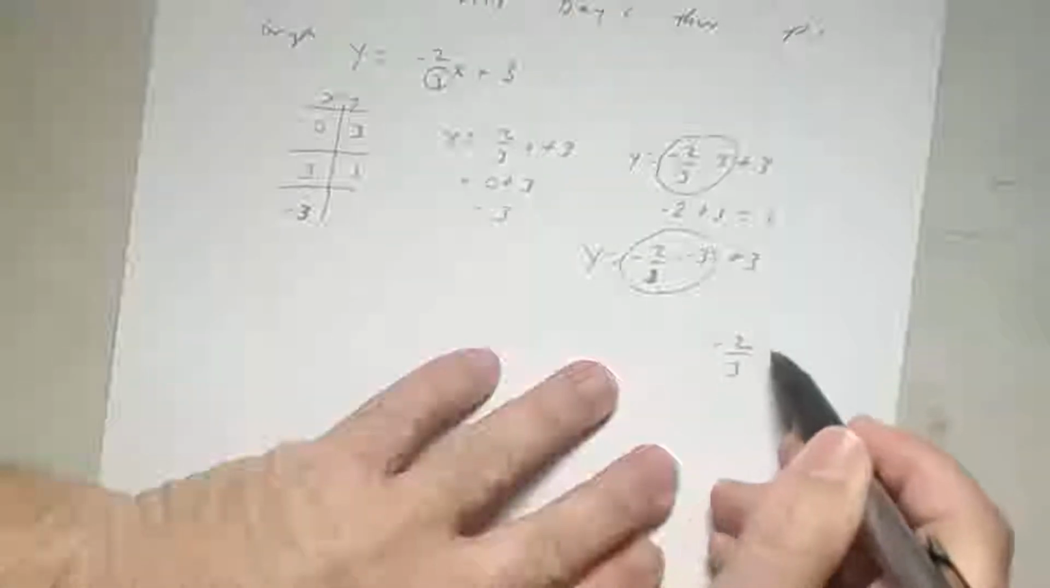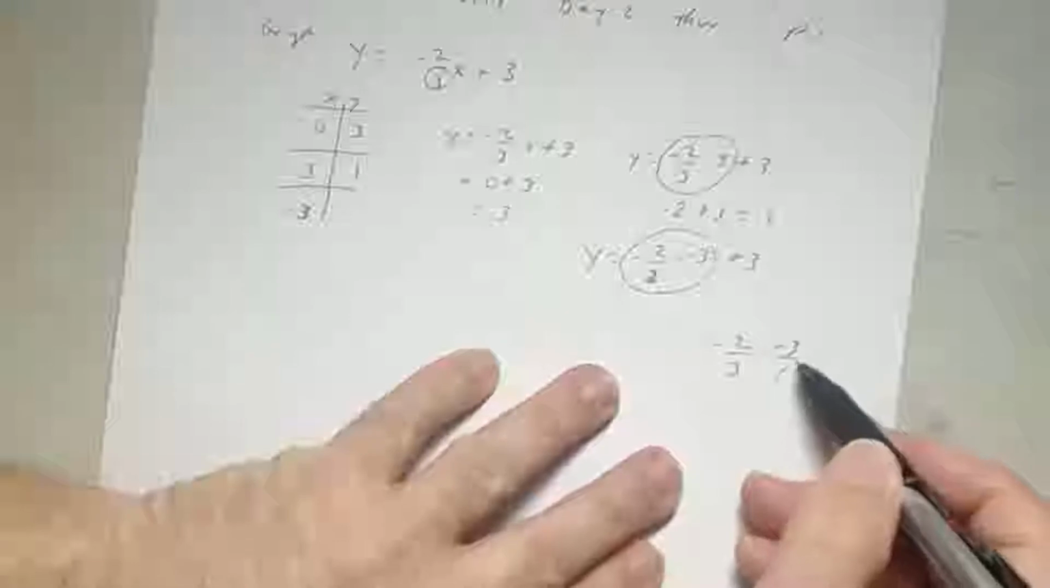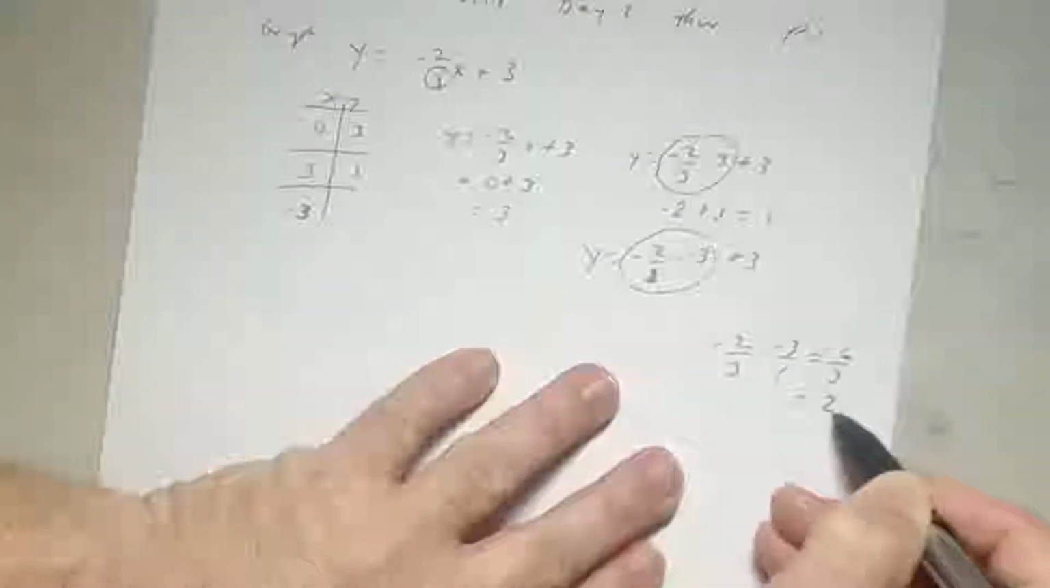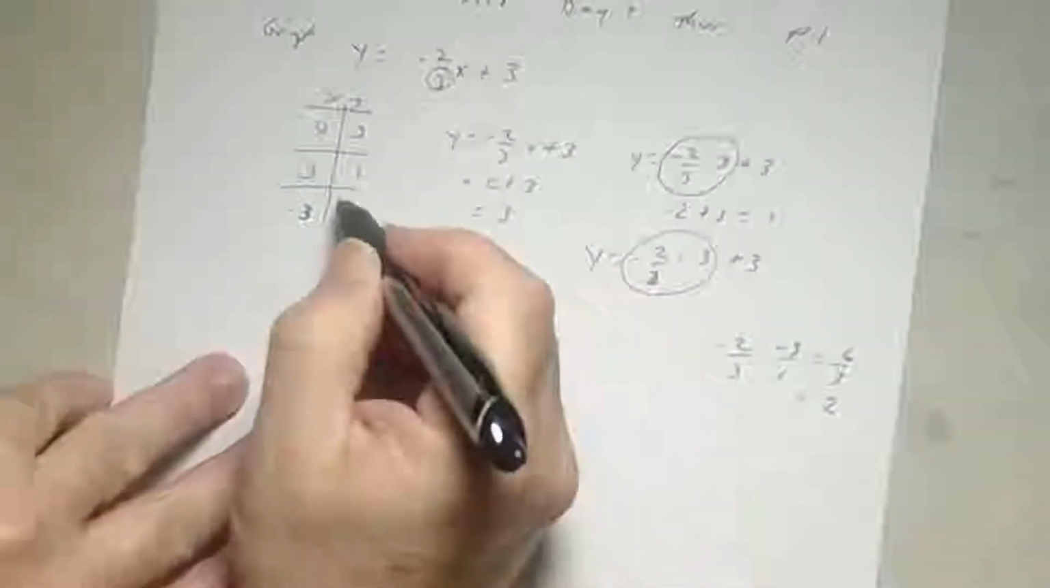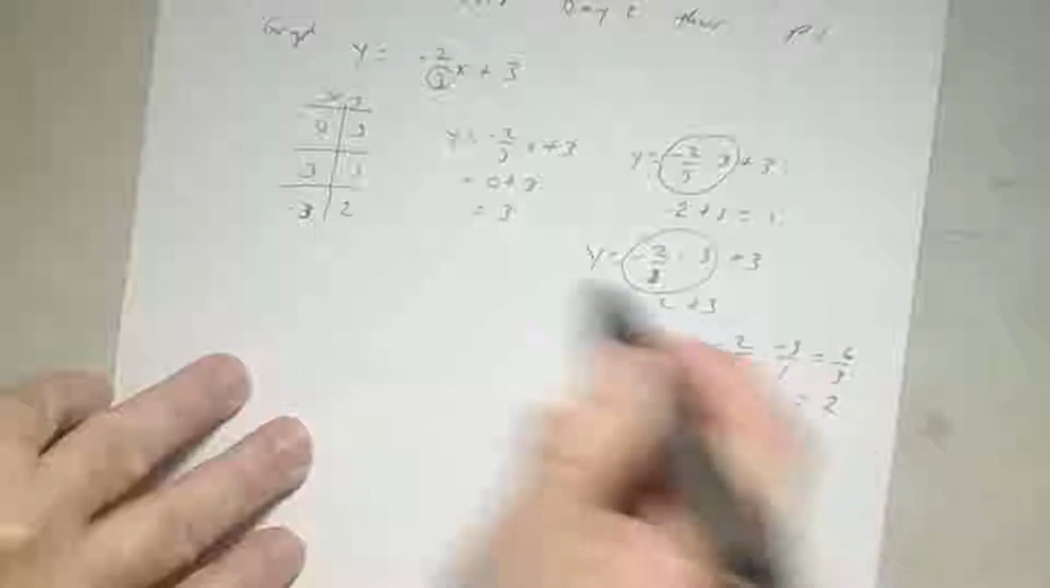Negative 2/3 times negative 3 over 1. You've got to remember, a negative times a negative is a positive. So this is 6/3, which is 2. Actually, 2 plus 3 is 5. Oh yeah, I forgot the plus, so that's 2, and then 2 plus 3 is what? 5. Okay? All right, now when I graph this, in your worksheet you can have a grid paper.